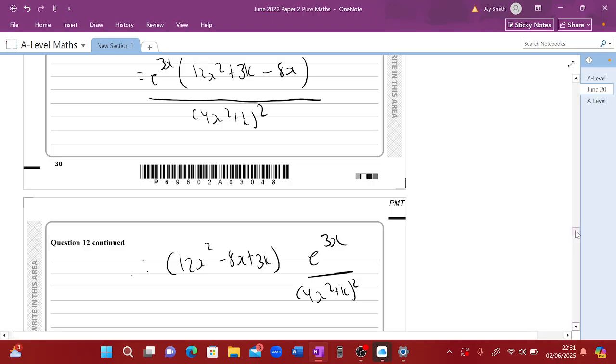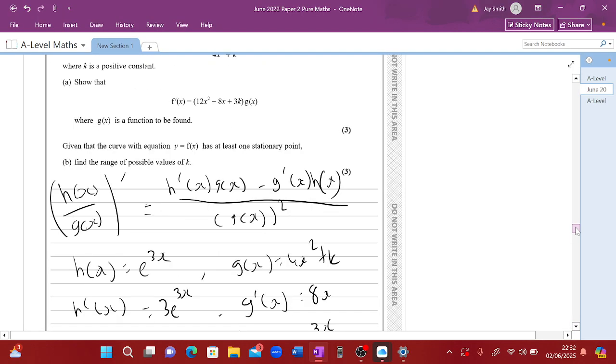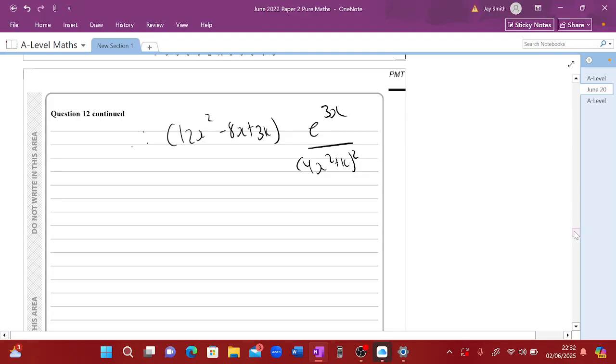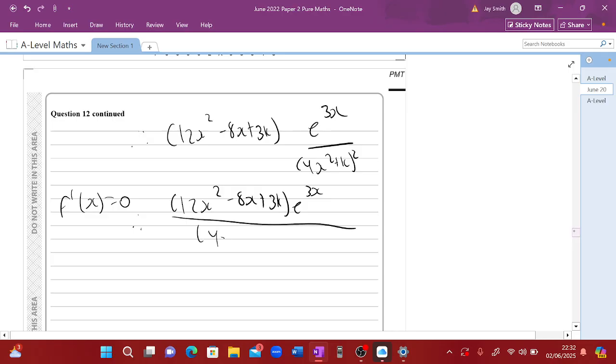And then it says, I believe, the range of k so that it has at least one stationary point. Find the range of possible values of k. So remember, we need to consider f dash of x equals 0 for a stationary point. That means this whole thing has to be equal to 0. So 12x squared minus 8x plus 3k, times e to the 3x, all over 4x squared plus k, all squared, has to equal 0.